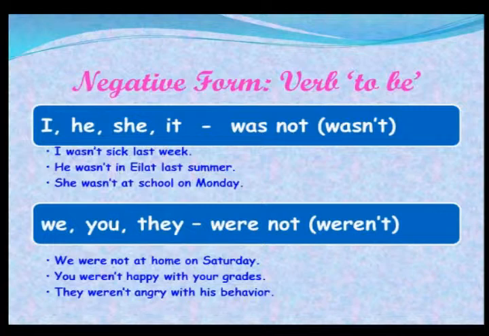And the subjects we, you, they, plus were not or weren't. We were not at home on Saturday. You weren't happy with your grades. They weren't angry with his behavior. Go to the next.